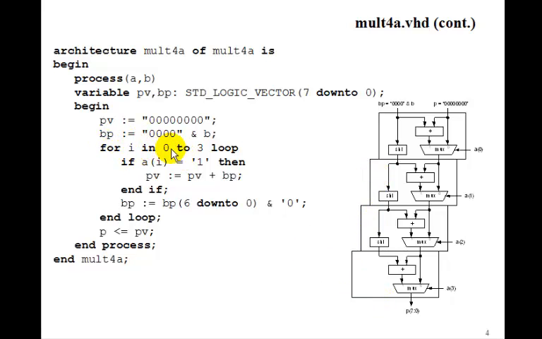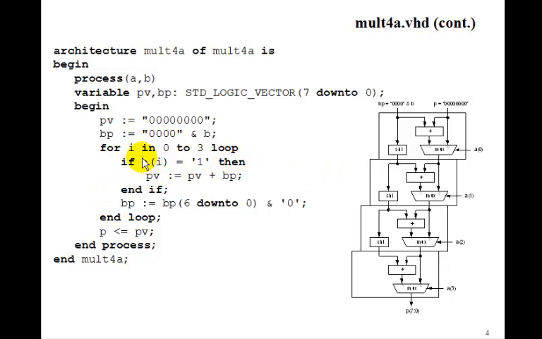First time through the loop, if I equals 0, we check to see if A sub 0 is equal to 1. If it is, then we want to add PV plus BP, which gets PV. And then we need to shift the BP 1 bit to the left, so BP gets BP 6 down to 0, concatenated with a 0. That shifts this 1 bit to the left. And then we go through the loop each time.